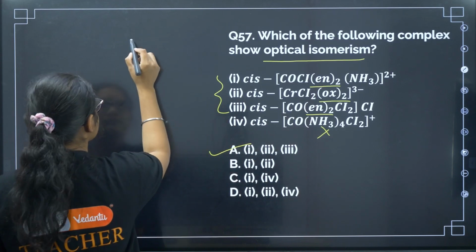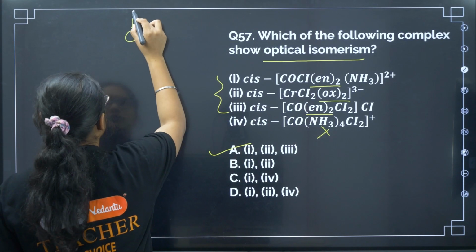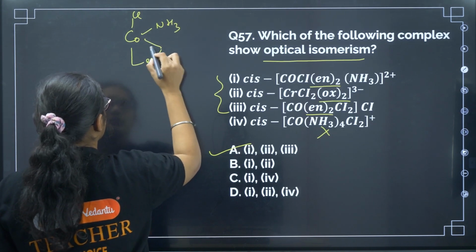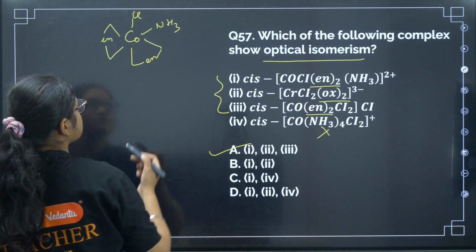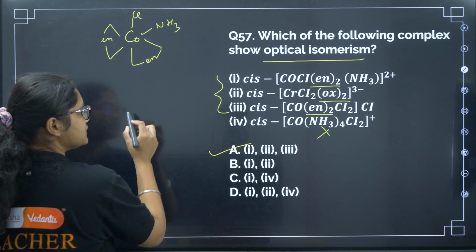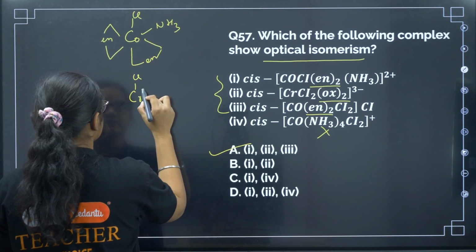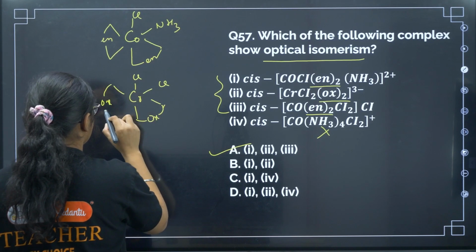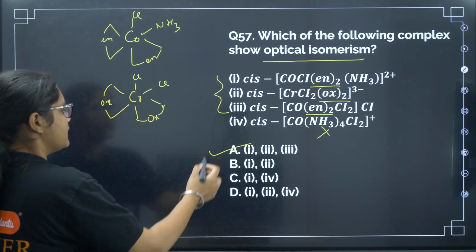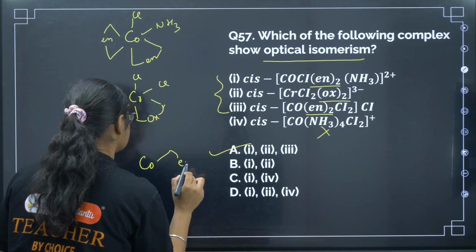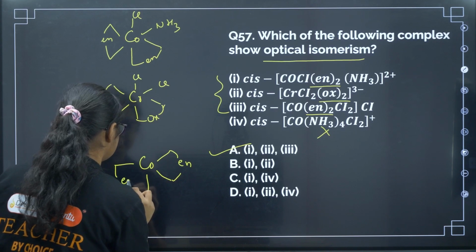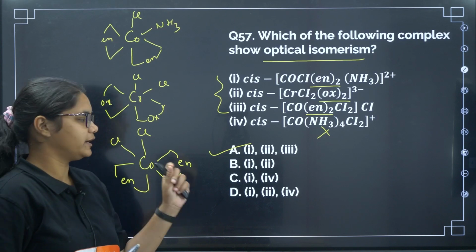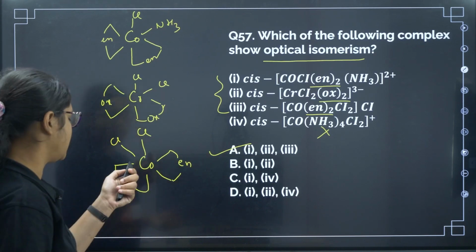So if you just see here, I'll draw shortly. CoCl2 we can draw like this, NH3, en. Okay, so this will have optical isomerism. Then if you draw CrCl2 oxalate, so we have CrCl, oxalate. Okay, this one can also be there. And then cis Cu(en)2Cl2. So if you draw like this, okay, this one can also show. These three will show optical isomerism. So the correct answer for this question will be option number A.